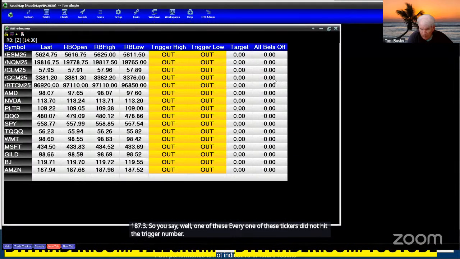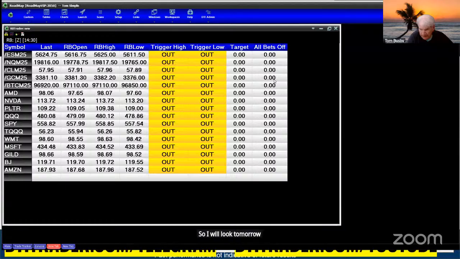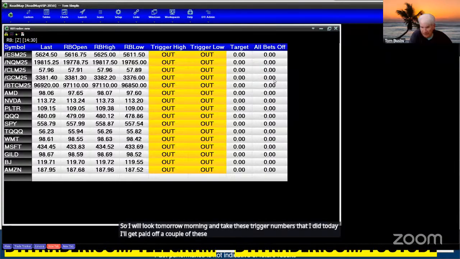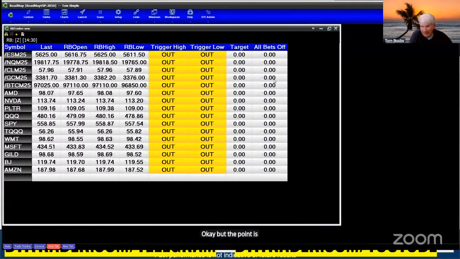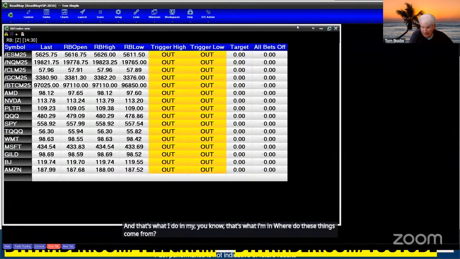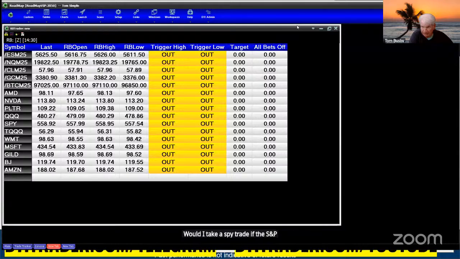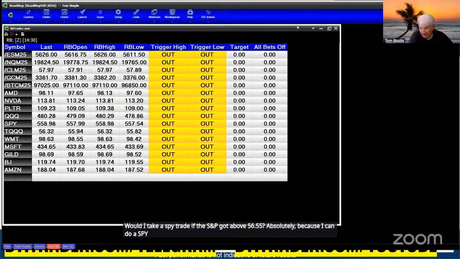So I will look tomorrow morning and take these trigger numbers that I did today. I'll get paid off a couple of these because some of those trade at night. Okay. But the point is, that's the value of having a plan. And that's where these things come from. Now, would I take a SPY trade if the S&P got above 56.55? Absolutely, because I can do a SPY up to 415.